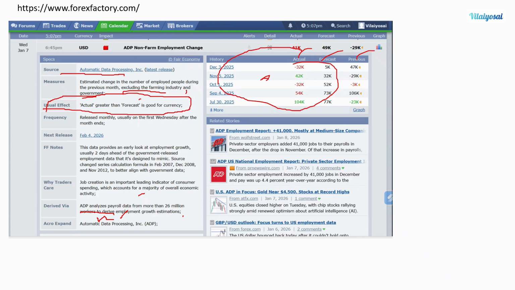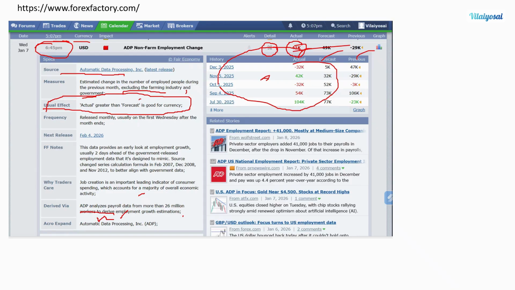It was released at 6:45 p.m. on January 7. If you don't want to watch any news, you can see this calendar only. This will be blank before 6:45 p.m. After the news it will show.